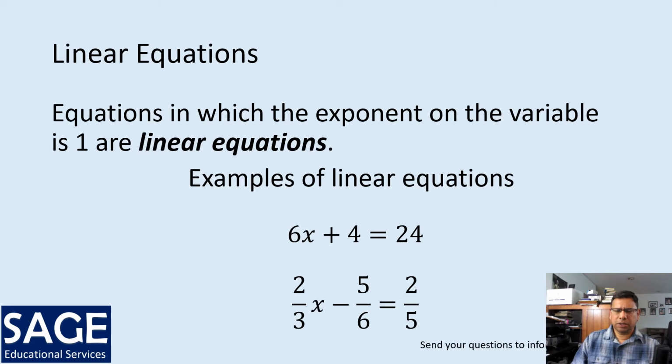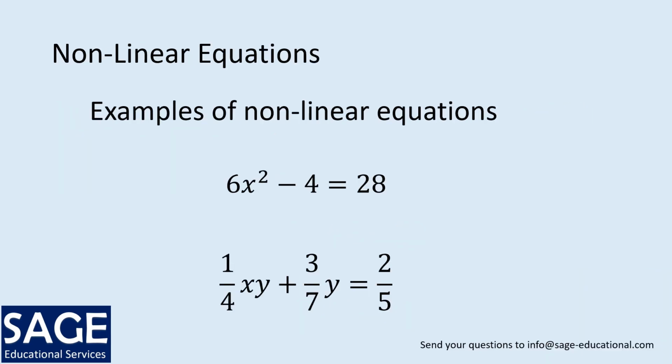Two examples are shown here: 6x + 4 = 24, and (2/3)x - 5/6 = 2/5. As opposed to linear equations, we also have equations which are called nonlinear. Here are two examples of nonlinear equations. 6x² - 4 is nonlinear because x has the exponent 2, and (1/4)xy + (3/7)y = 2/5 is nonlinear because of the product xy.